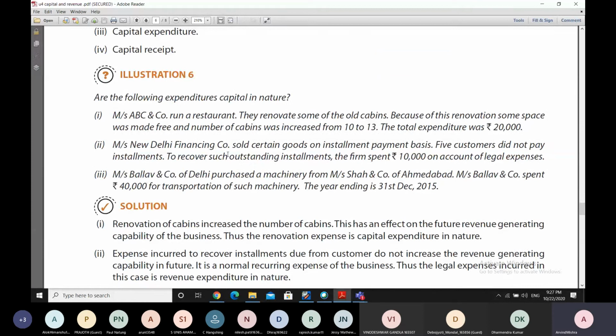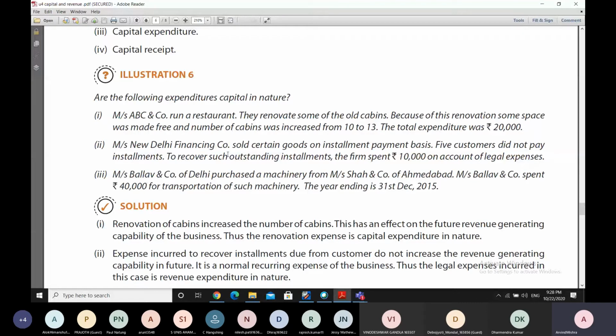Now we go to illustration 6. Messrs. ABC and Company are running a restaurant. What they do is that they renovate some of the old cabins in the restaurant. The restaurant has got a number of cabins where people sit and eat. They are renovating, which means basically making it absolutely new. Because of this renovation, some space was made free and the number of cabins was increased from 10 to 30 as part of the renovation process. The total expenditure which was incurred was 20,000 rupees.